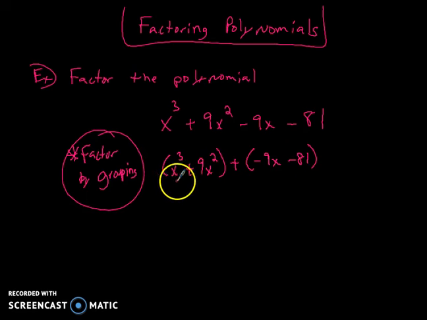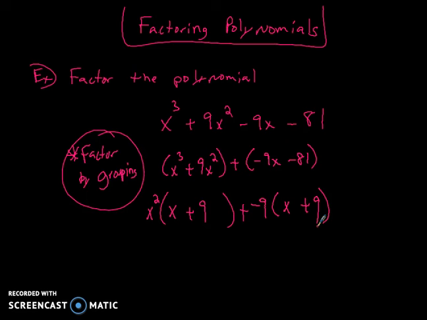So the GCF of x cubed and 9x squared is x squared. If you factor out an x squared, that leaves you x to the first plus 9. Here, both of those are negative, and both are divisible by 9, so the GCF is negative 9. So you factor out a negative 9, that leaves this one with a positive x, and that one with a positive 9. At this point, if you notice, there is x plus 9 here, and there's x plus 9 there.